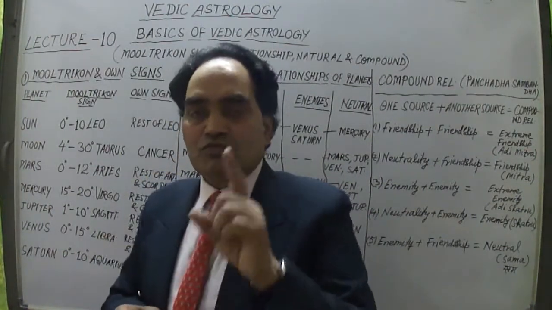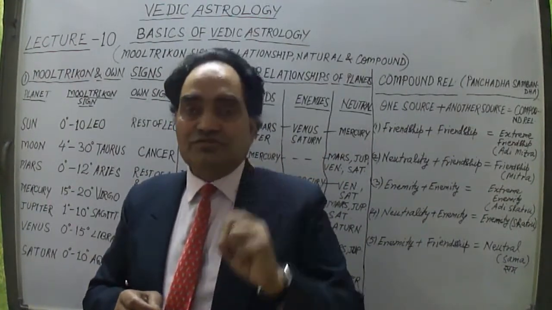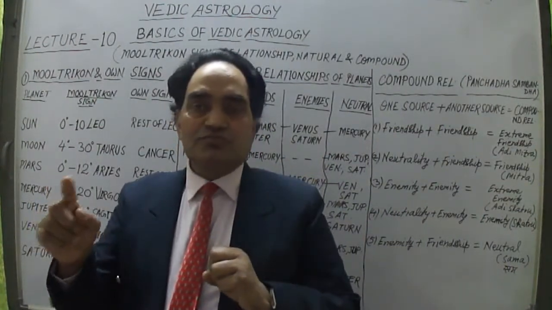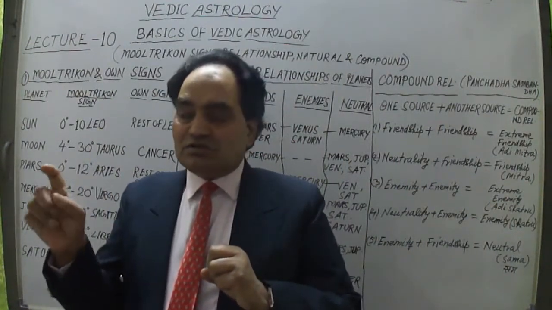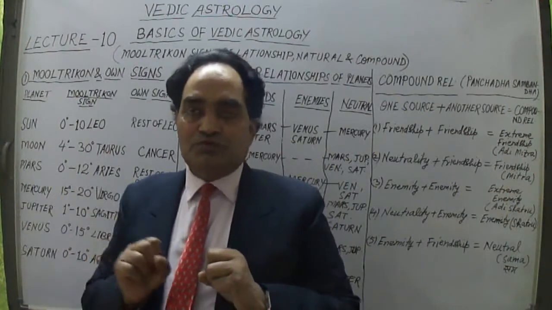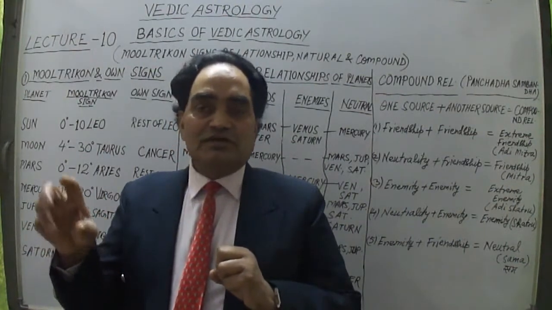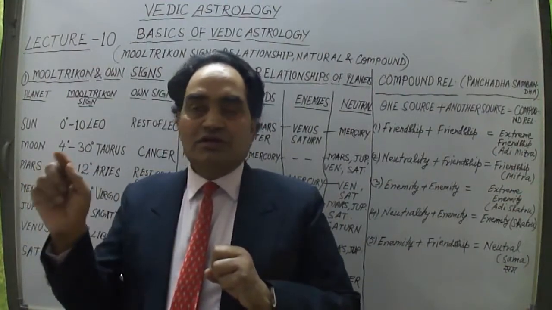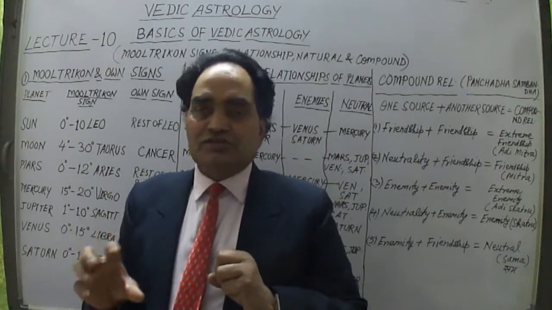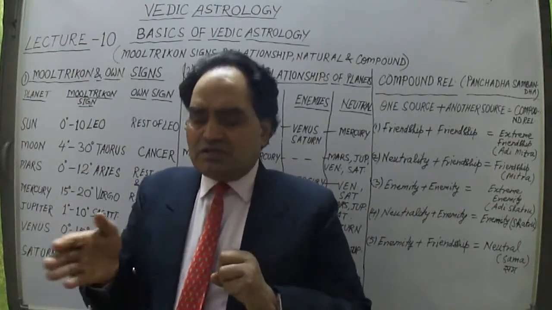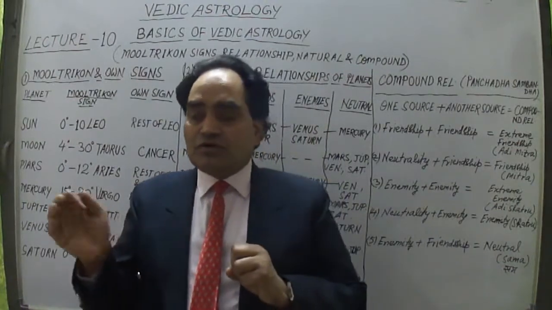They are lords of one sign each, while the other 5 planets are lords of two signs. Saturn is lord of 2 signs, Capricorn and Aquarius. Mars is lord of Aries and Scorpio. Taurus and Libra are lorded by Venus, right? Gemini and Virgo are lorded by Mercury. Please note down all these things. I think in the 9th lecture you might have noted them down already. We now come to the next point.